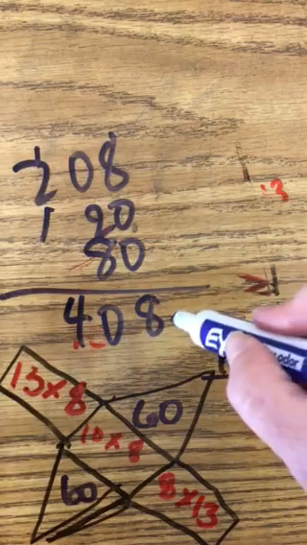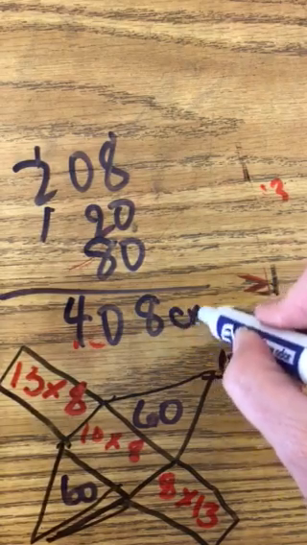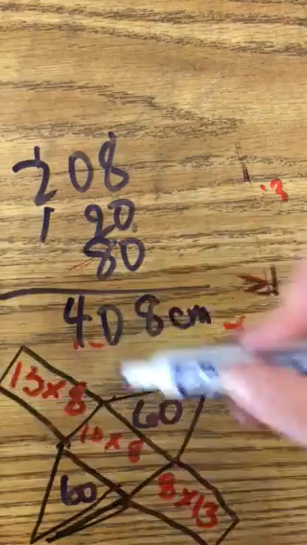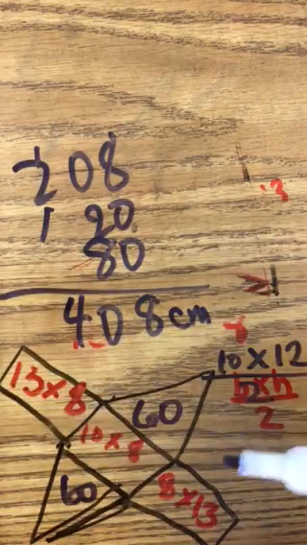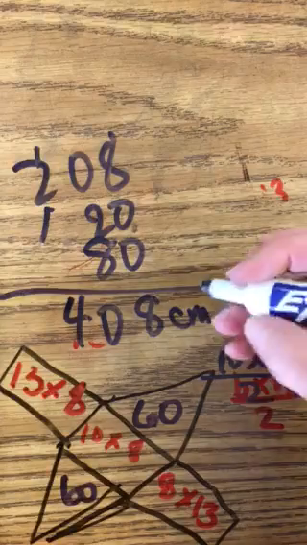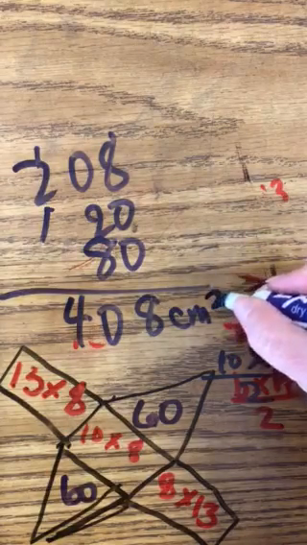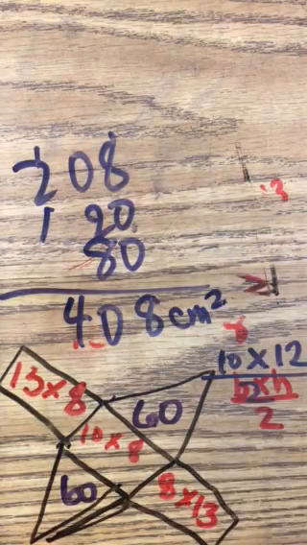Now remember, I said this was centimeters. And because this is a 2-dimensional shape that I am unfolding and solving for area, it gets a squared. Okay? 408 centimeters squared. And that is how you solve for surface area.